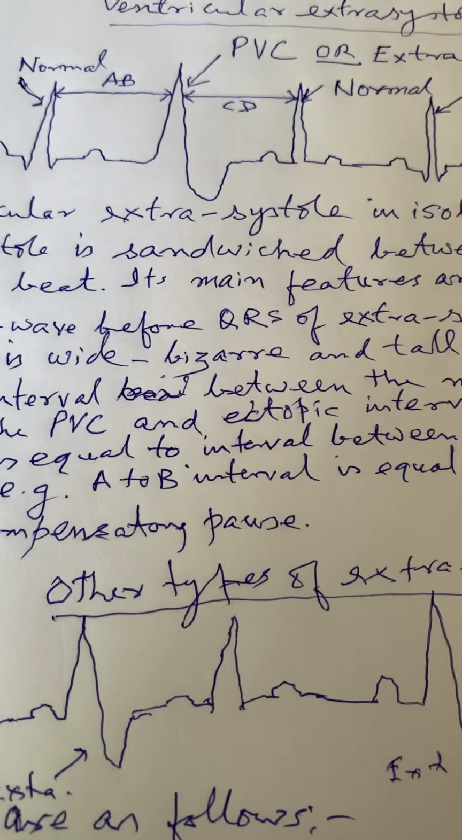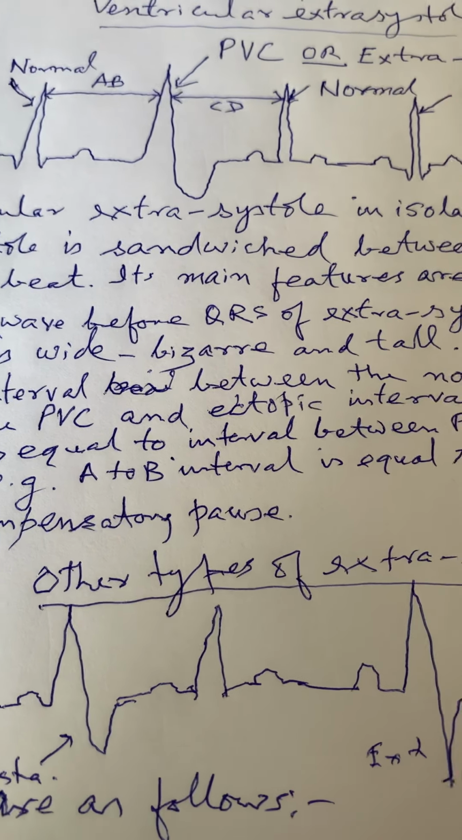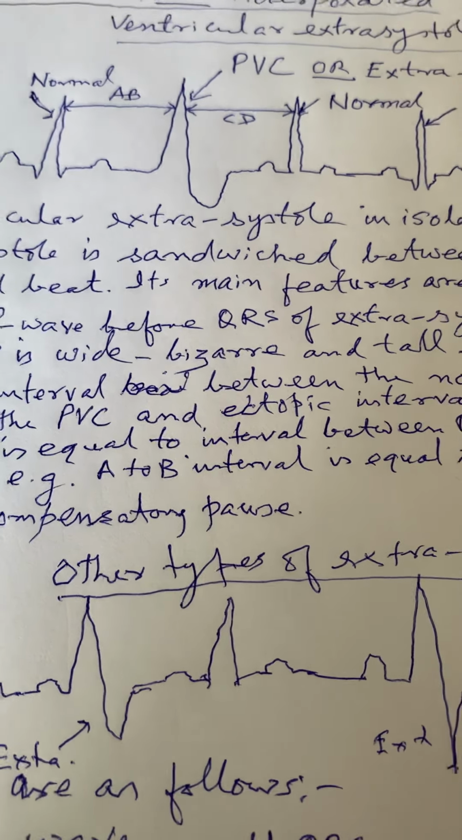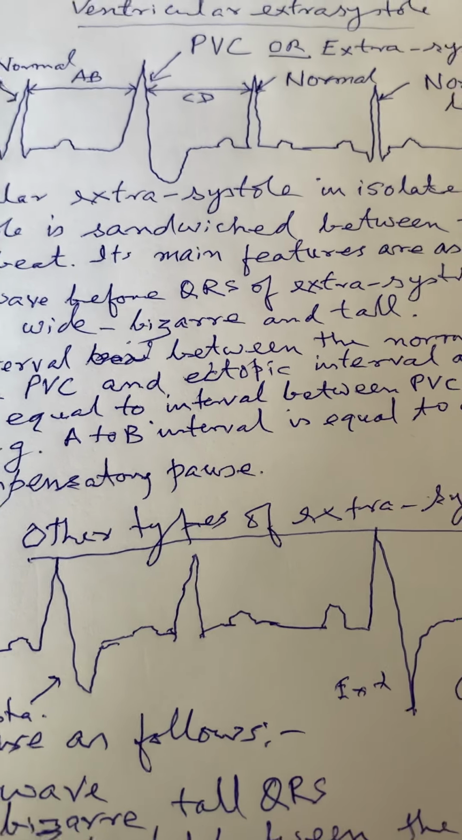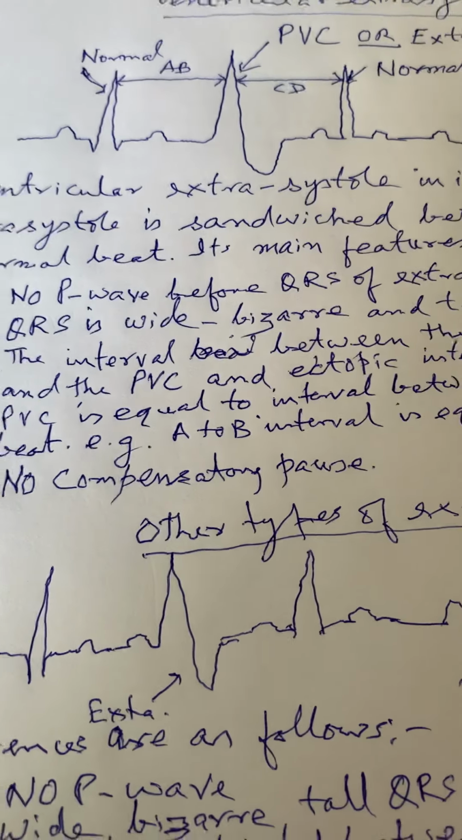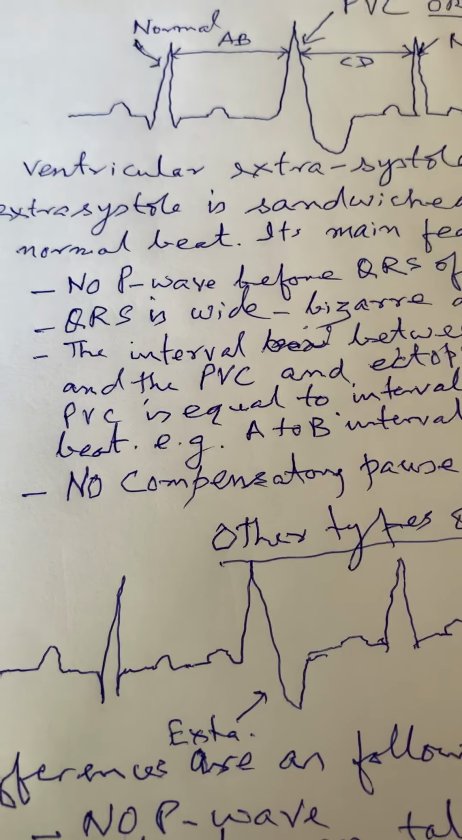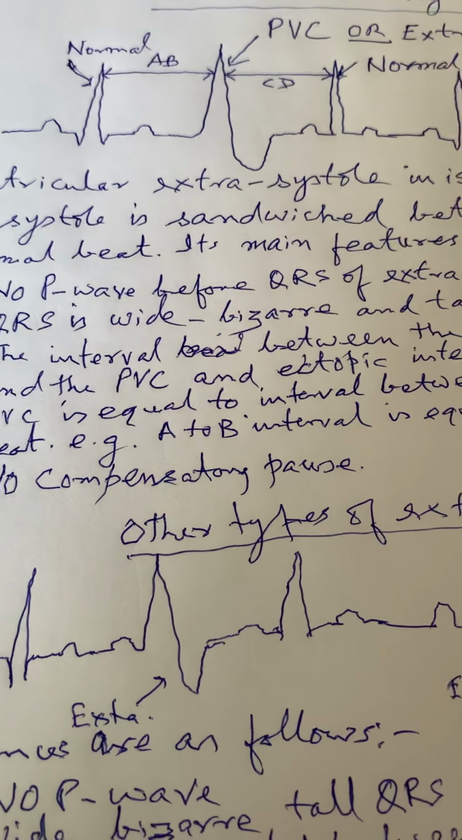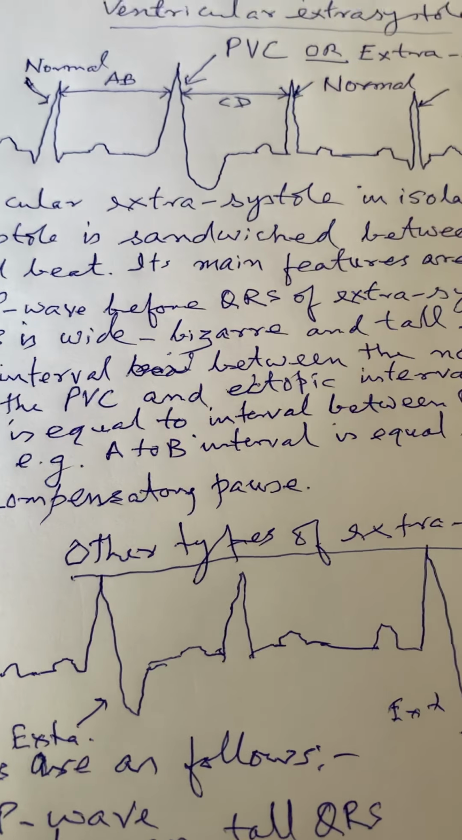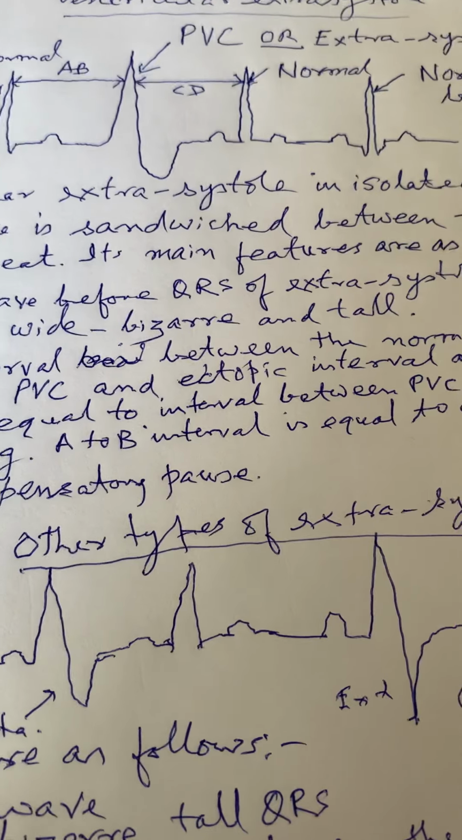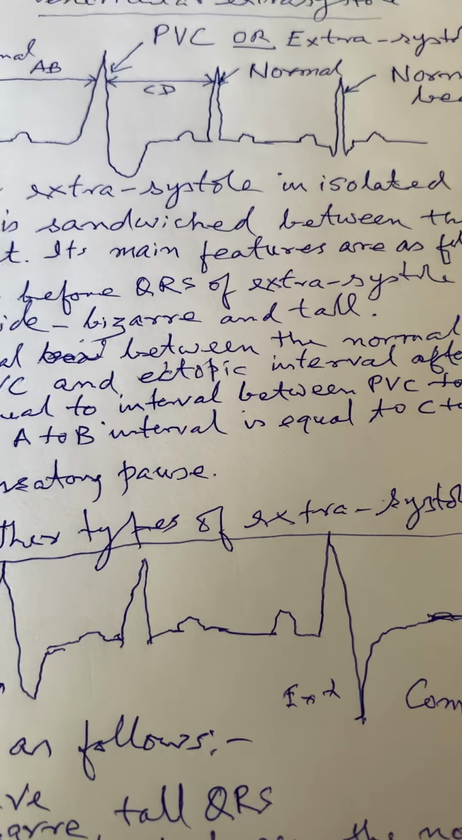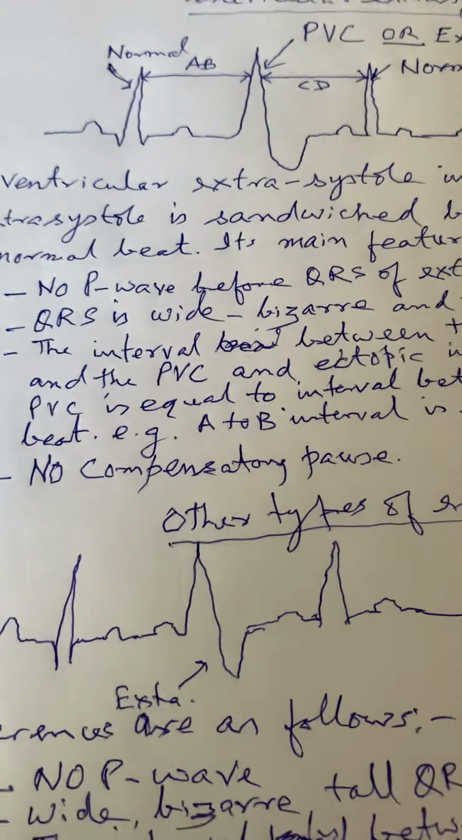That is, in the diagram I have written A to B and C to D. They are equal in interpolated sandwiched extrasystole. And there is no compensatory pause in this. There is no compensatory pause after the ventricular extrasystole. So there is no pause.